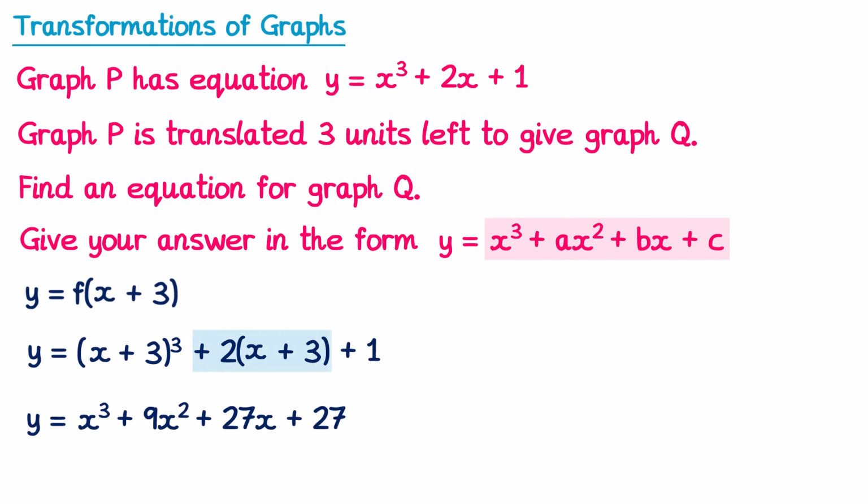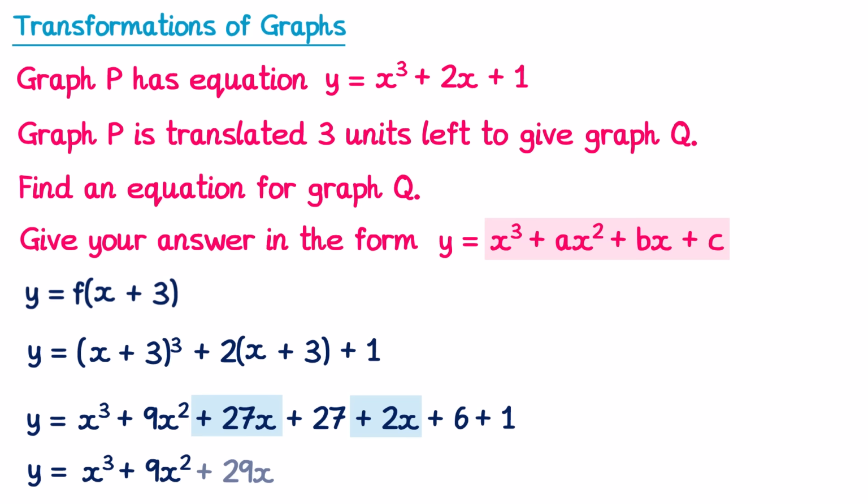We can expand this bracket here quite easily though. 2 times x is 2x, and 2 times 3 is 6. And of course we've got this plus 1 at the end. Now all we need to do is simplify. We've got y equals x cubed plus 9x squared. Then we can collect together these like terms here. 27x plus 2x is 29x. And then also the constant terms here. 27 plus 6 plus 1 is 34. And that's your answer to the question.